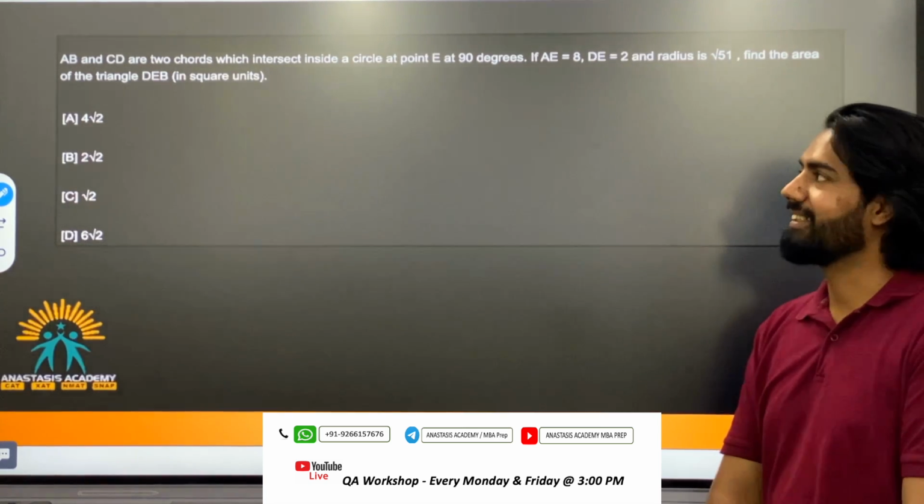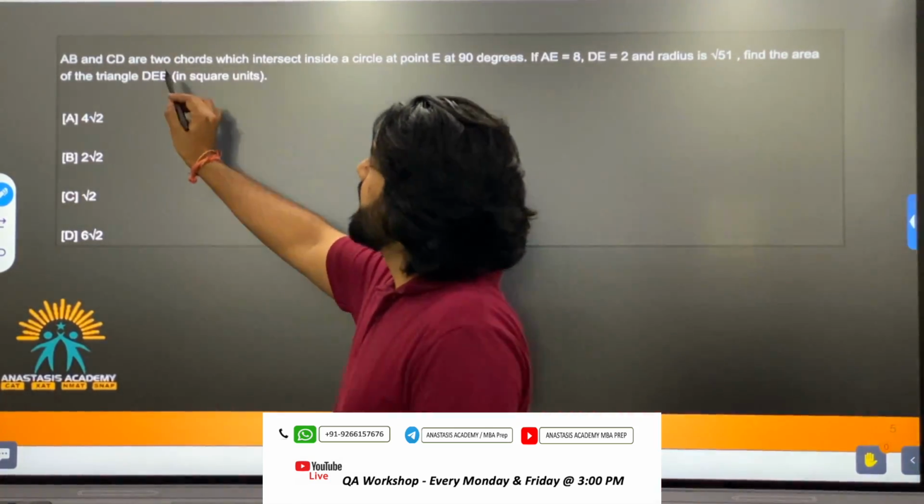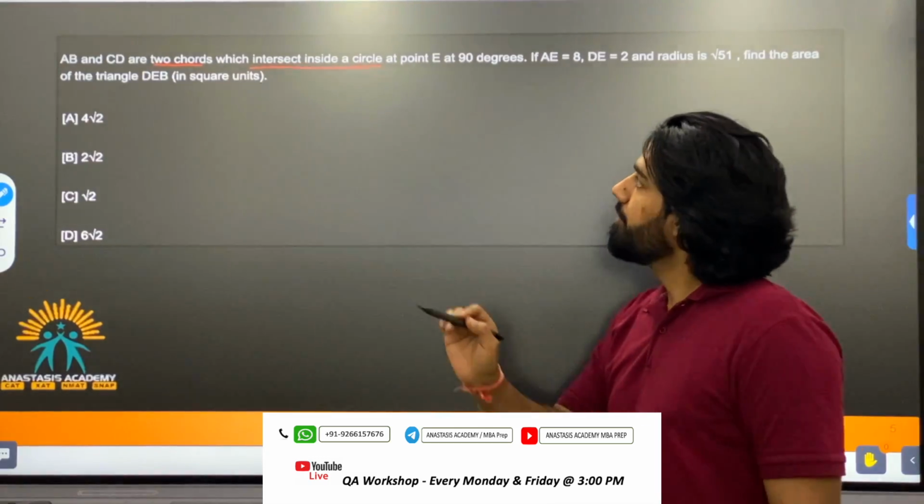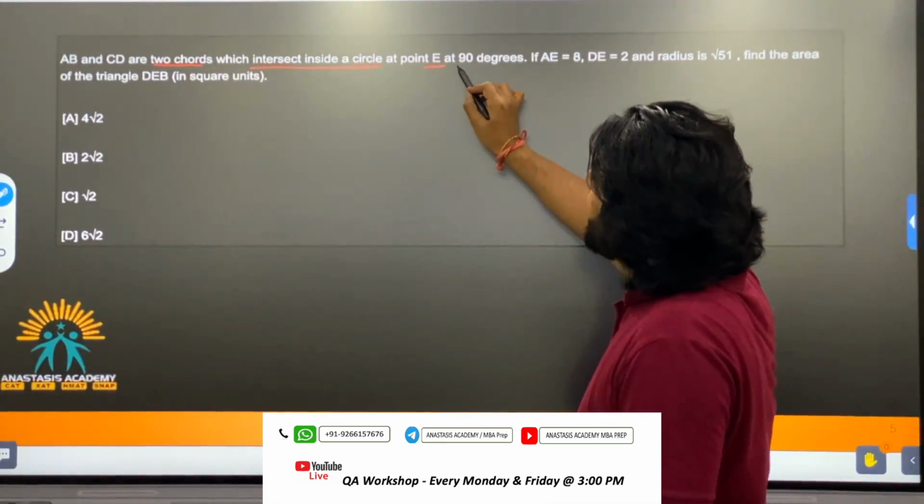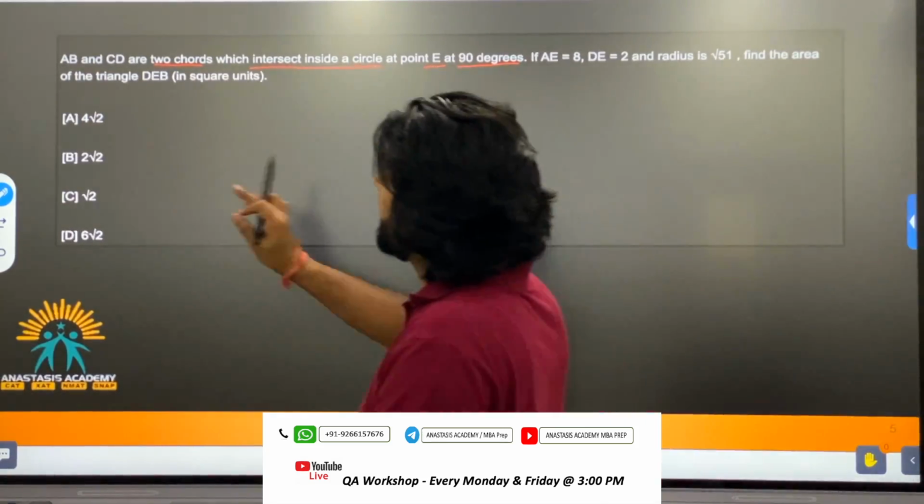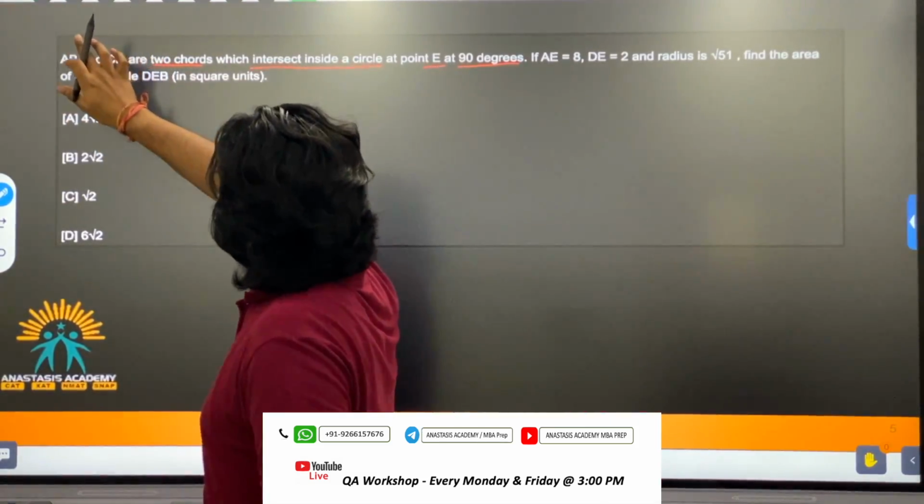Let's solve this question. AB and CD are two chords which intersect inside a circle at a point E at 90 degrees. So let's just draw the diagram.